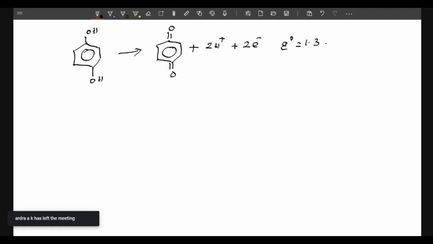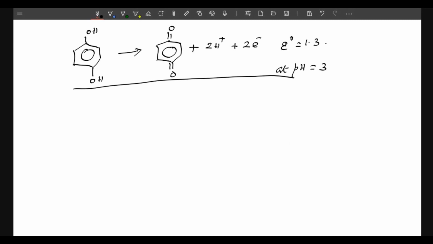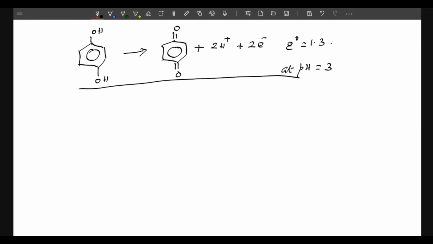I have changed the question. Sorry. Calculate the electrode potential at pH 3. Okay, we will work out this and then I will give you some other problem. Here, you are going to calculate at pH 3, where the H plus ion concentration is changed. Epsilon 0 means it is at the standard condition. Therefore, at pH 3, it is going to be changed.